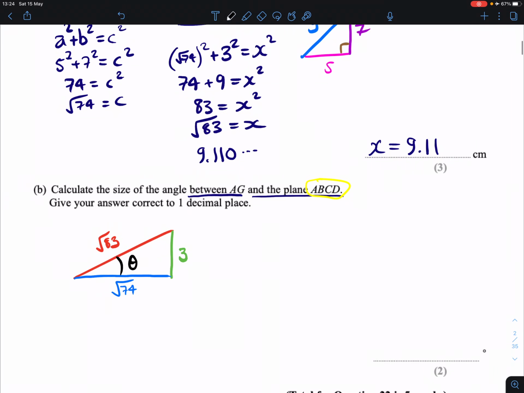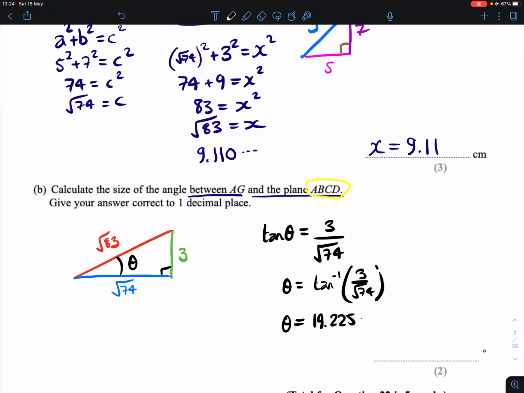Now, in this right angle triangle, you can use sine, cos, or tan, because we actually have all three sides here, so it doesn't matter which you choose. Tan is the first one that pops up into my head, but it really doesn't matter. Opposite over adjacent, and then I can do inverse tan to find the angle. 3 over root 74, and type that in the calculator in one go. It's going to give me 19.225 and change. And then this question wants us to leave it to one decimal place, so that's what we're going to do, 19.2 degrees.